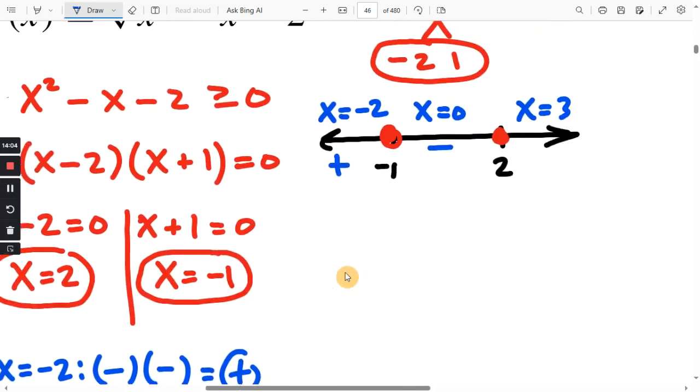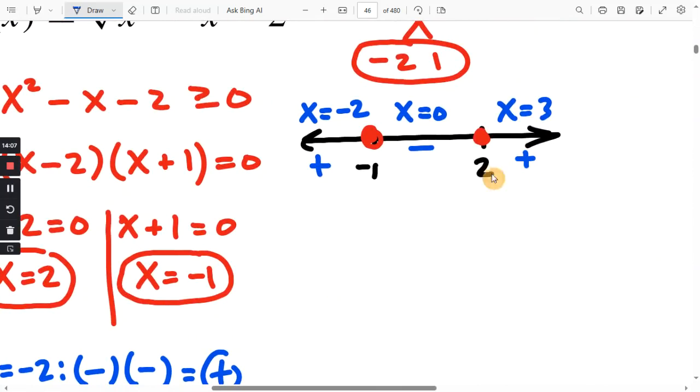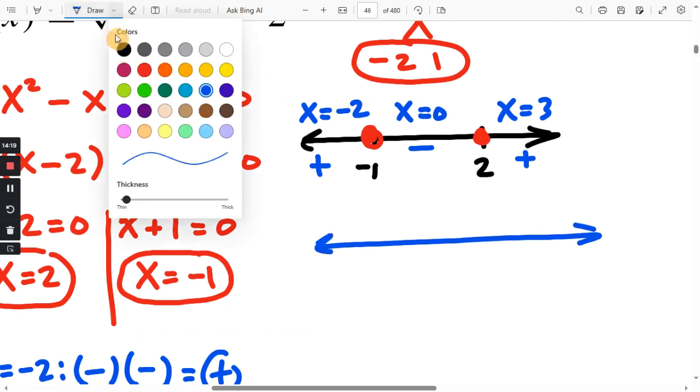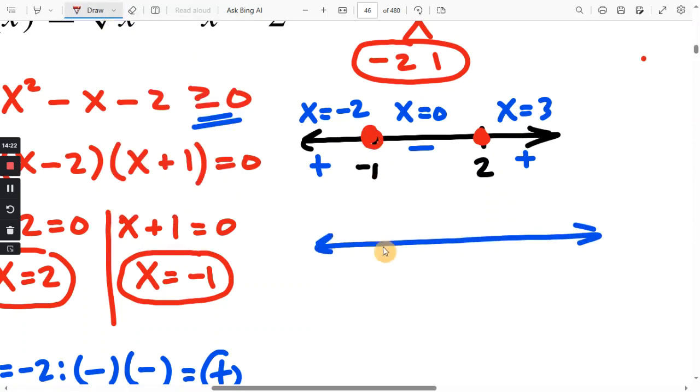All right, so we're in business. We want everything that is greater than or equal to 0. So we only want the positive part. So if we had a number line here, we would start at -1 and do everything to the left. And we would start at 2 and do everything to the right. So that's it. We want the positive section because it's greater than or equal to 0.